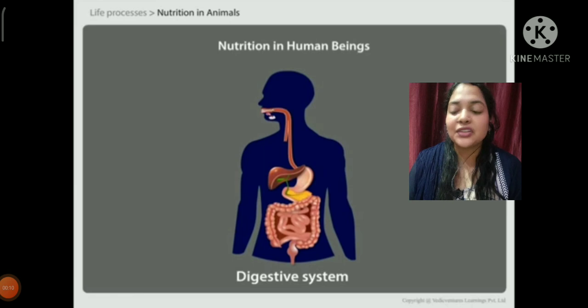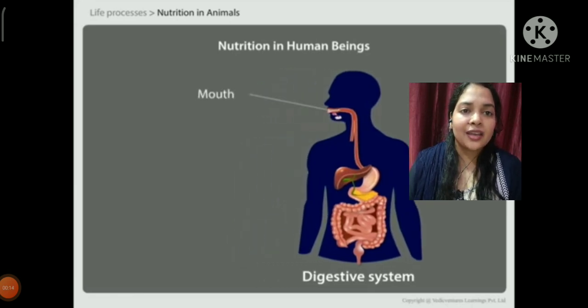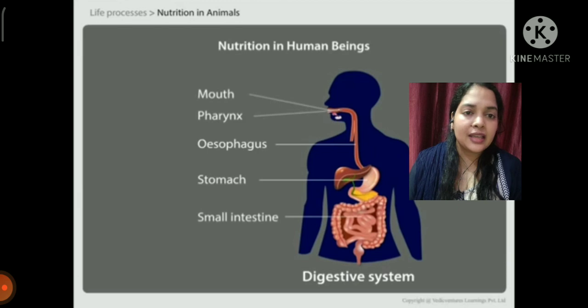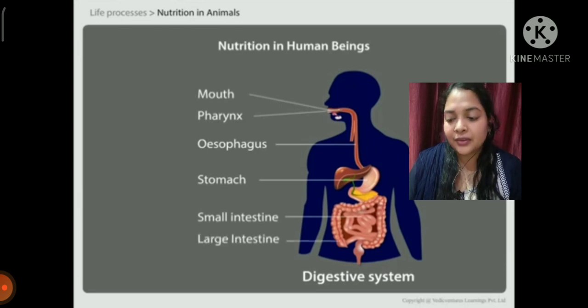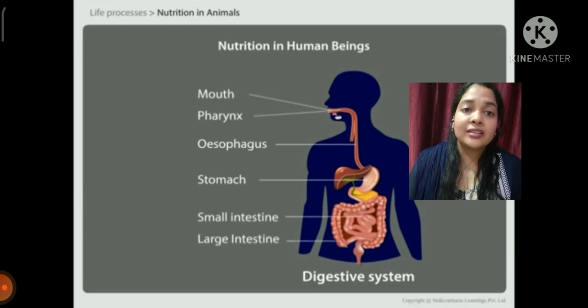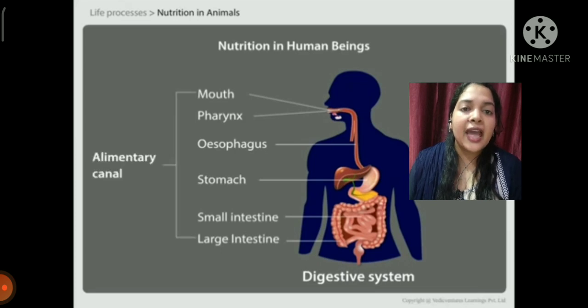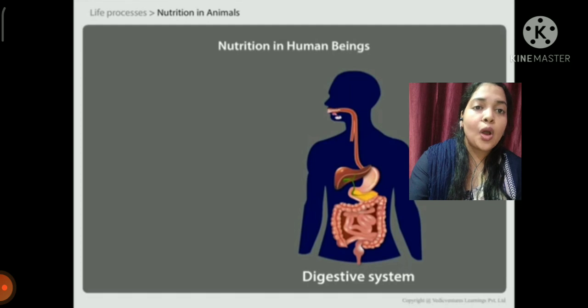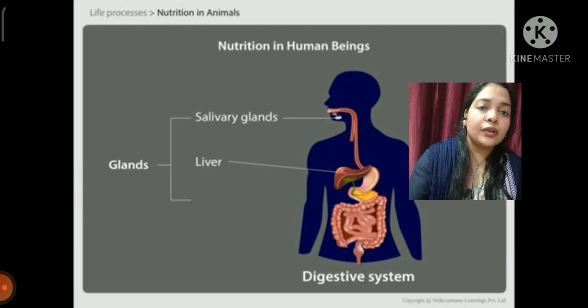Our today's topic is human digestive system. The human digestive system consists of organs such as mouth, pharynx, esophagus, stomach, small intestine and large intestine. These all organs together form alimentary canal. Human digestive system also contains glands such as salivary glands, liver and pancreas.